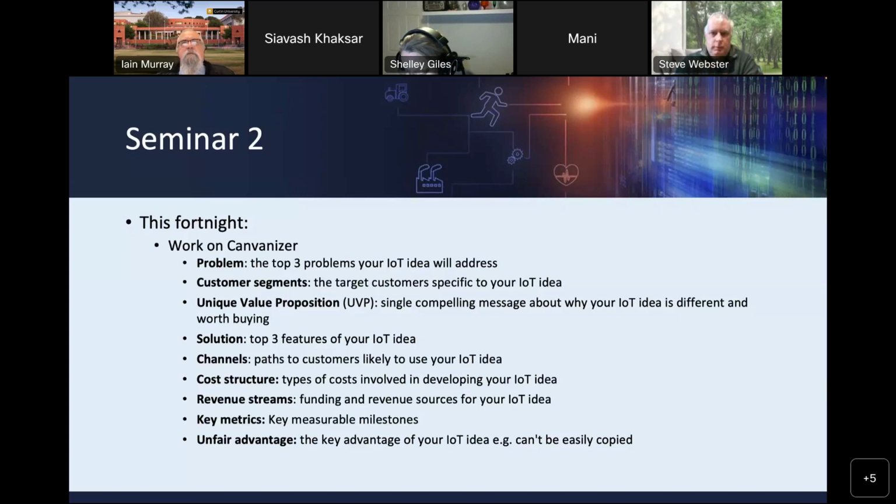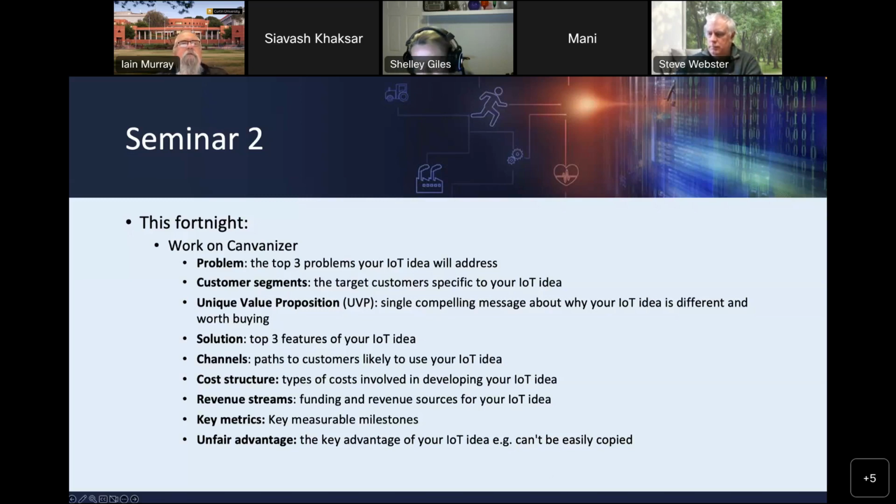Unfair advantage, again, I'll talk a little bit more about that later, but it's the key advantage of your particular device, such as it can't easily be copied or it may not be economically viable to copy it. With the fridge monitoring, you've got your own fridges, so other people aren't going to put devices into your fridges. Mind you, they might copy it to put into their own, but that's the advantage you've got. You've got control over your own device that you're adding to.